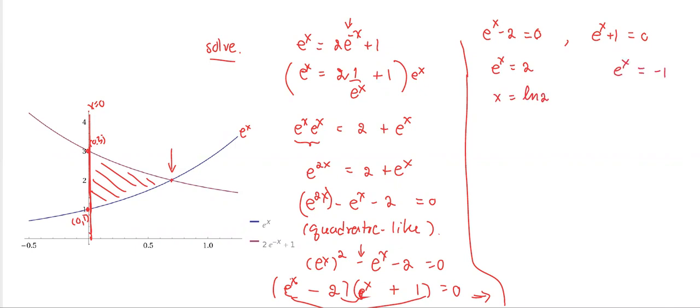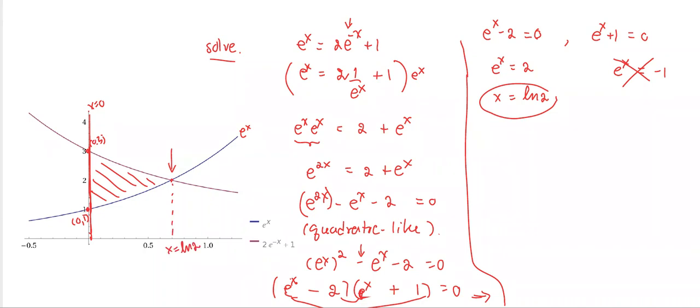Recall the exponential can never be non-positive or even 0. It cannot happen. So this case is not possible. So now we get the intersection at x equals natural log 2.